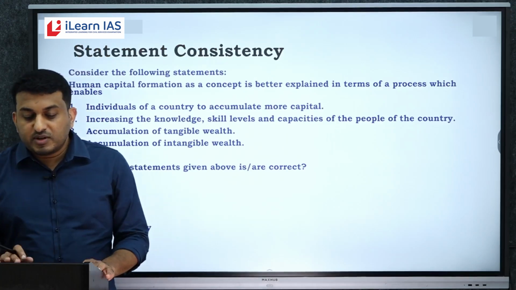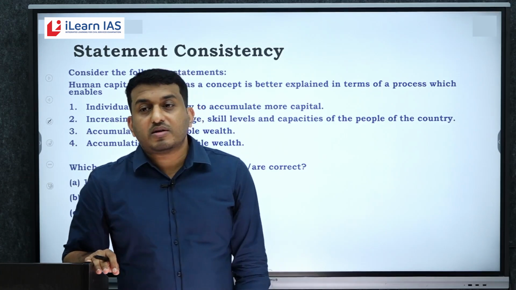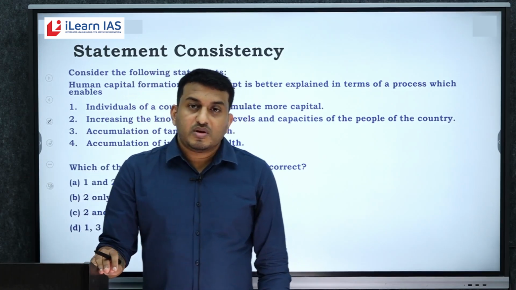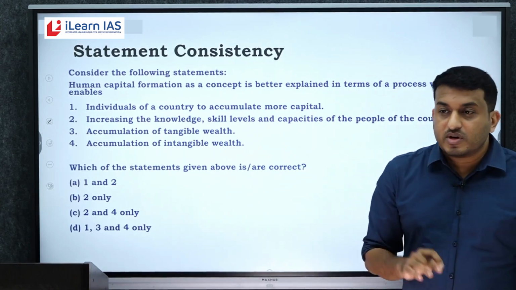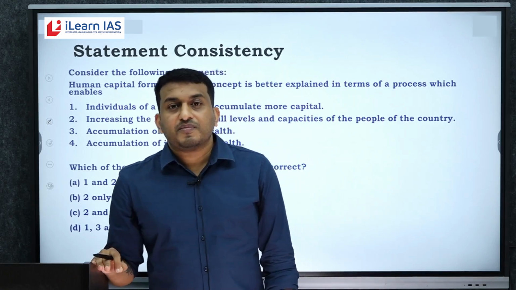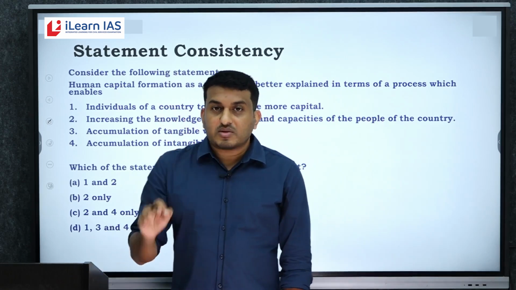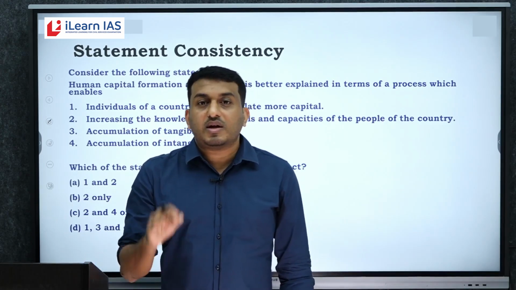So that is the first technique. The first technique, rotten tomato and possibility enhancers. Rotten tomato and possibility enhancers are nothing but extreme words. So what you have to do is look for extreme words in that particular statement. These are the extreme words used by the examiner to make sure that a statement is completely correct or completely wrong.